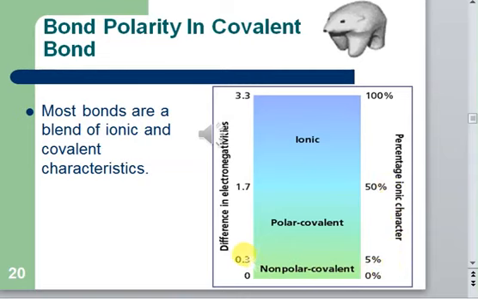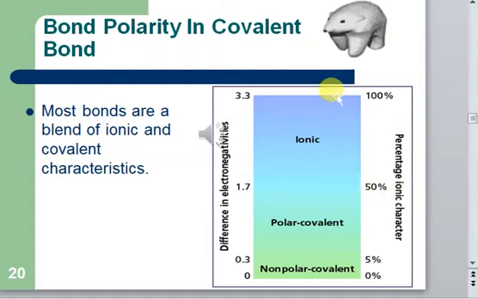Since there is 0% ionic character, it means it's a 100% covalent bond. While if the electronegativity difference is 0.3, then there is 5% ionic character in this covalent bond. Just compare: if the electronegativity difference is 0, there is 0% ionic character, so the covalent character is 100%. This is a 100% covalent compound. If the difference is 0.3, it has 5% ionic character, so the covalent character will be 95%. When the electronegativity difference is 1.7, the ionic character is 50%. So this bond is 50% covalent and 50% ionic.